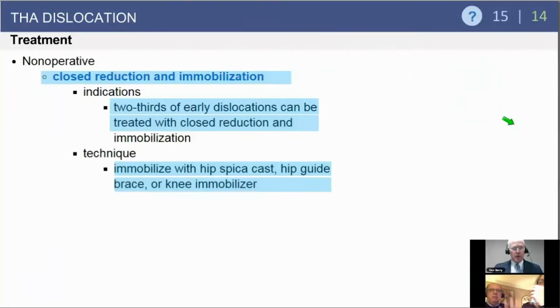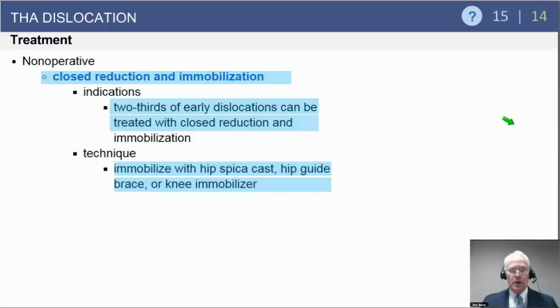A little further information about treatment of hip dislocation. Non-operative management typically consists of closed reduction, usually followed by treatment with a hip guide brace or occasionally a knee immobilizer which restricts hip flexion. A spica cast would only be used in the most severe cases. And approximately 2/3 of early dislocations can be treated successfully with closed reduction. For late dislocations, the rate of success is lower.